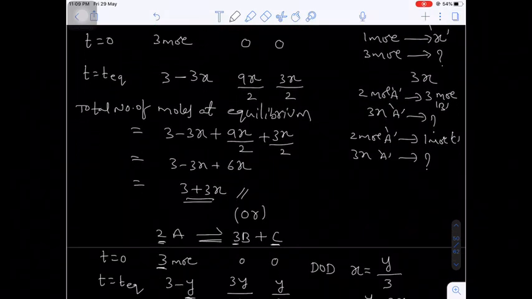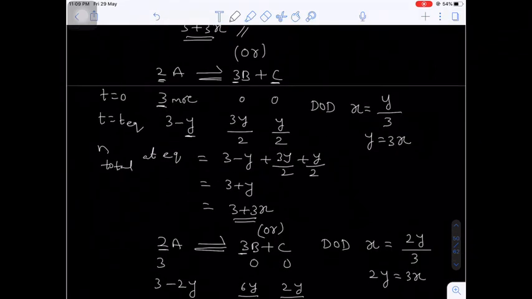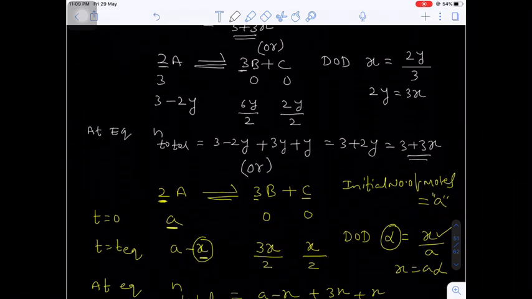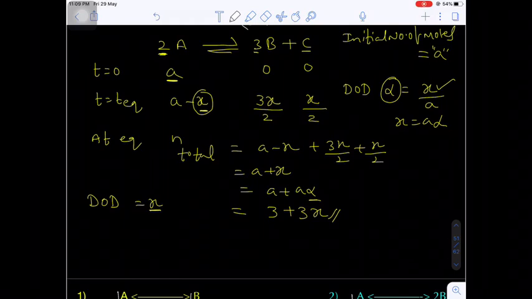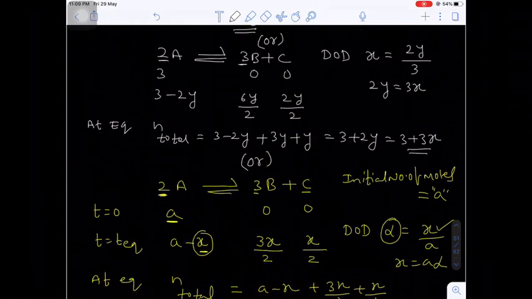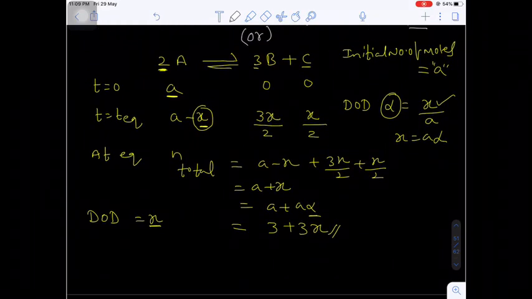So there are some problems given to you. These are the important problems. Now the general concept is, you have to take generally x moles and subtract it out of the small a moles. According to which you can solve the numerical.